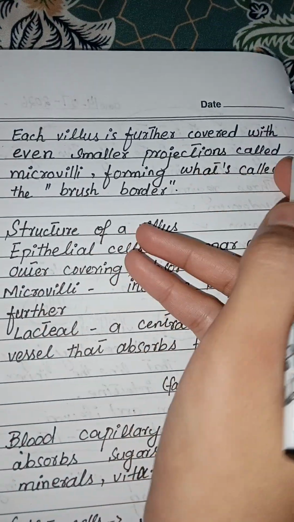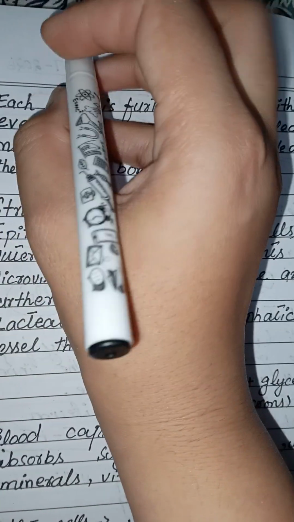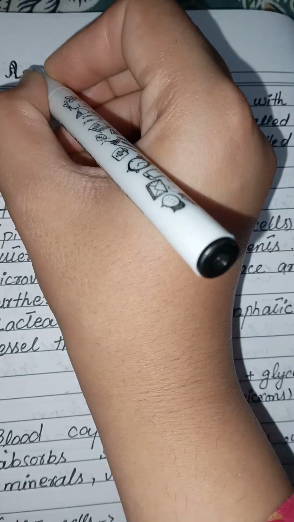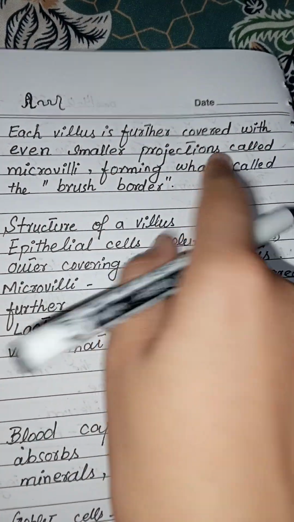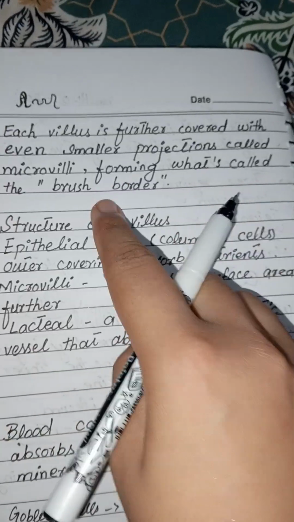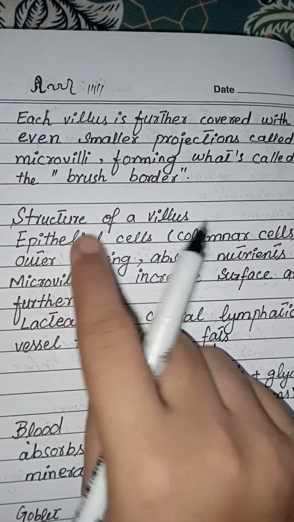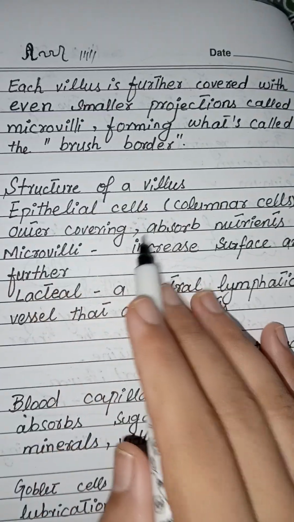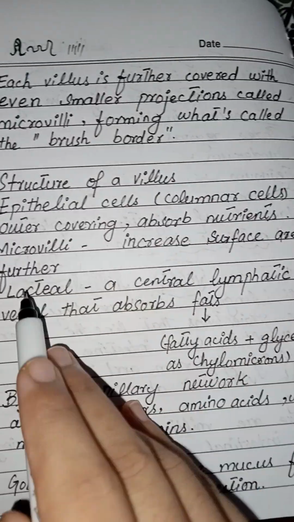Each villus is further covered by even smaller projections called microvilli. This is the villi, and in the villi there are microvilli too, forming what is called the brush border structure. The structure of the villus consists of epithelial columnar cells as the outer covering, which absorb nutrients. Microvilli increase the surface area further.